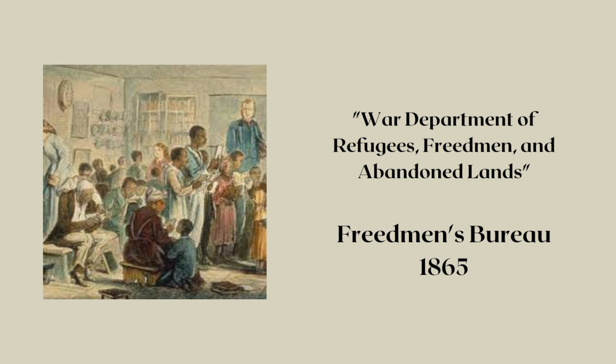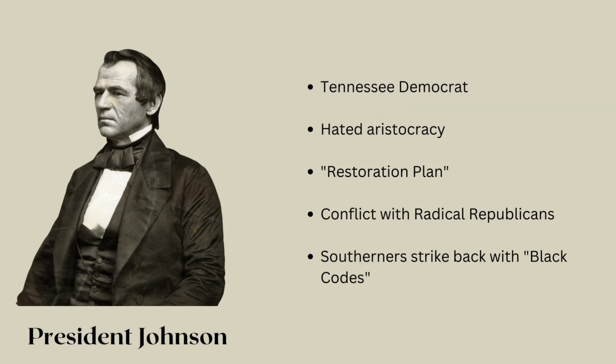Now we've got to look at the last part of the equation when it comes to Reconstruction. And that is the person who replaces Abraham Lincoln, President Andrew Johnson. President Andrew Johnson wasn't really ever supposed to be president. He was a Tennessee Democrat. He was a senator from Tennessee. He was the only senator from a state that seceded who stayed in the Union.